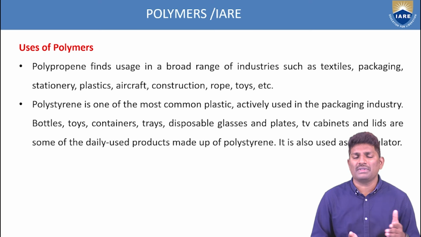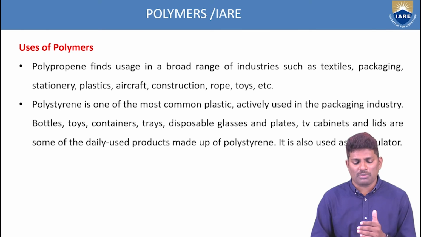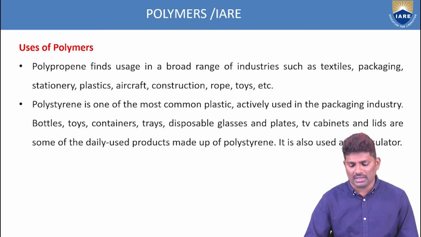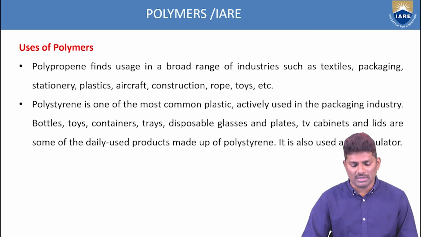And again, because of the difficulty in the structure, the categorization is very, very difficult. Because of the different types of elements which are incorporated inside the polymers, it is very difficult to classify them. Since polypropylene, one material, has very wide usage in industries, textiles, stationery, plastics, aircraft constructions, even in toys, most of the things use this polypropylene.